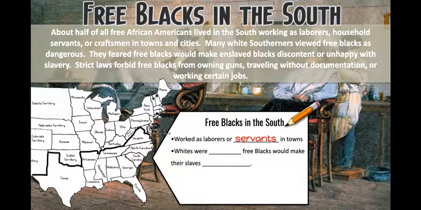So there were free blacks in the South. They mostly worked as laborers or servants in town. But whites were afraid that free blacks would make their slaves unhappy.